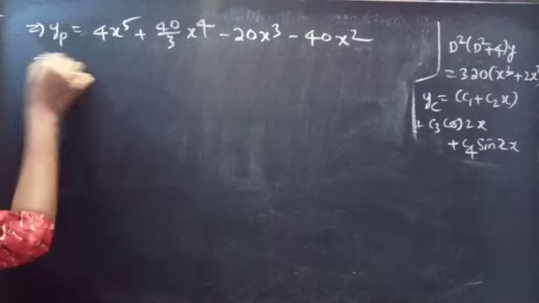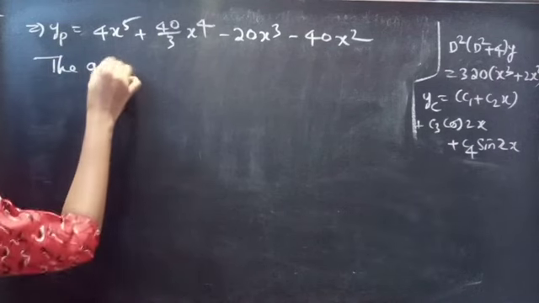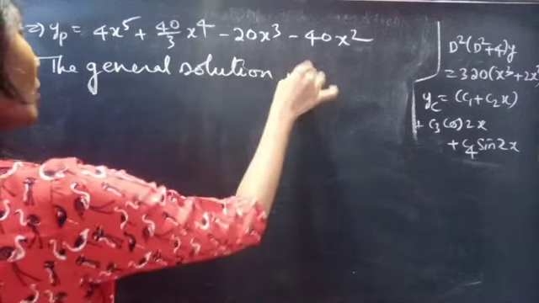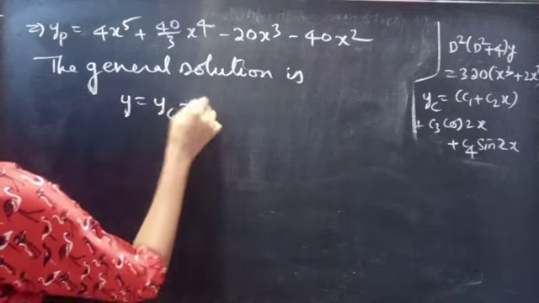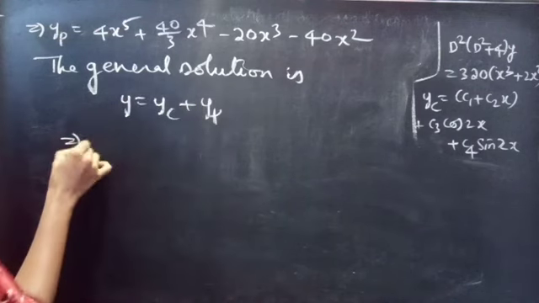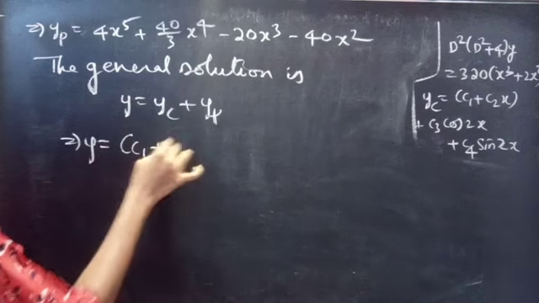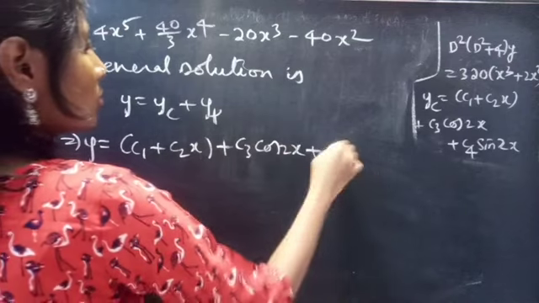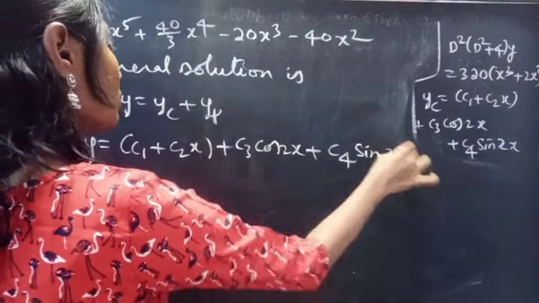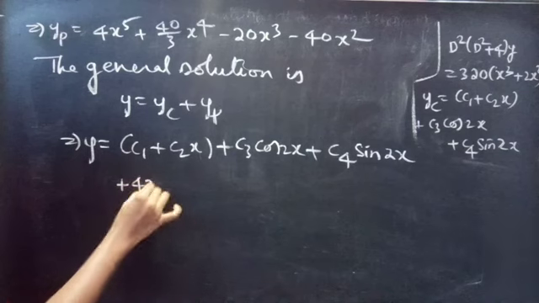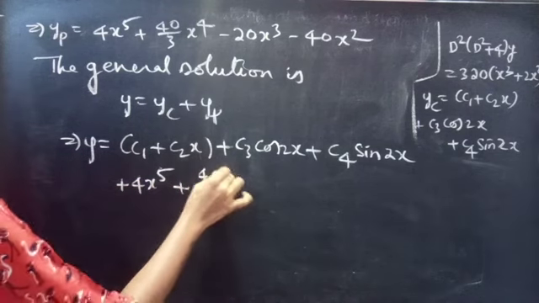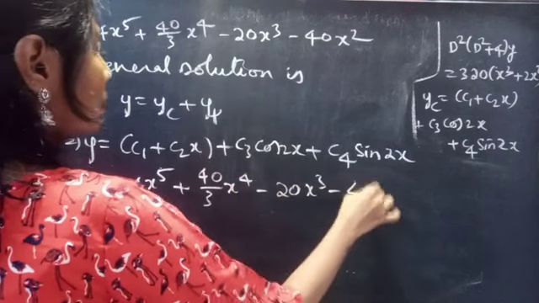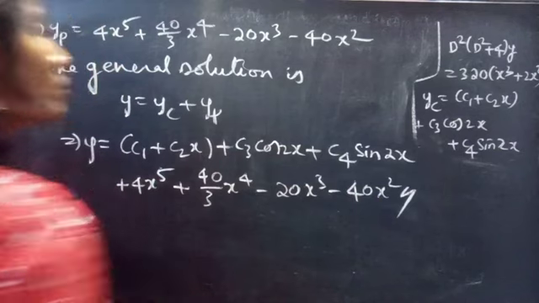Now let's write the general solution. The general solution is given by y equals yc plus yp. Then y equals, we have yc, c1 plus c2x plus c3 cos 2x plus c4 sin 2x, plus yp, 4x power 5 plus 40 by 3 x power 4 minus 20x cube minus 40x square. This completes the problem.